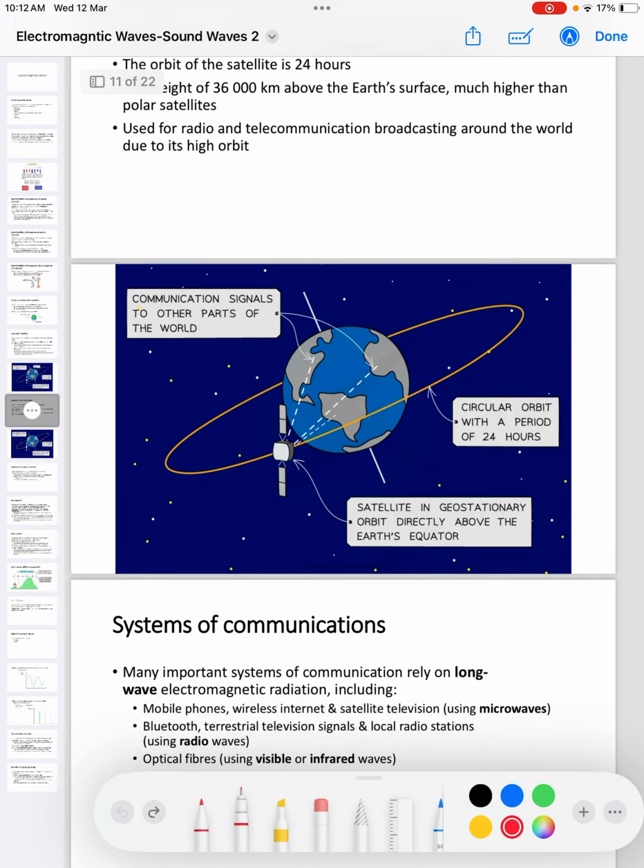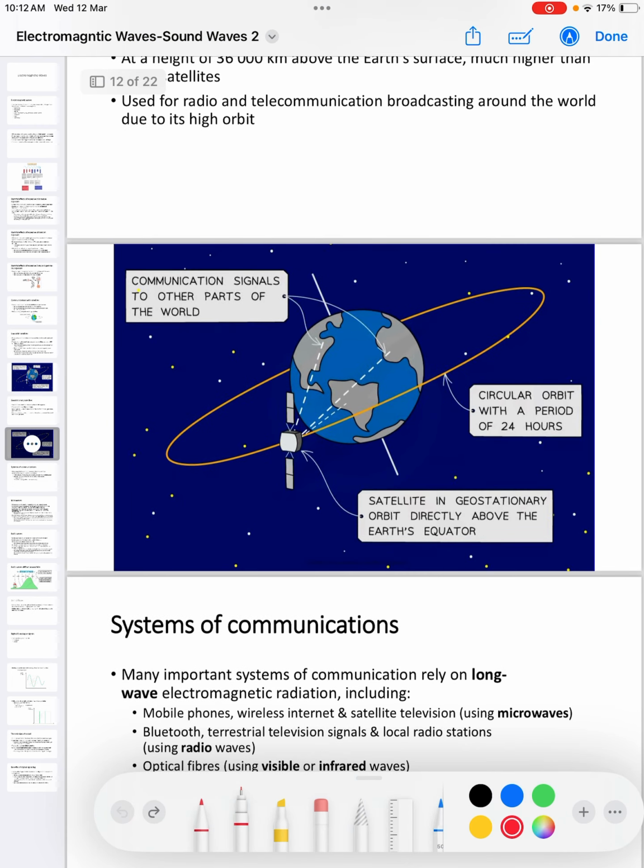So this one, because of its high orbit, we don't need many of them to be able to broadcast. So usually most of our satellite dishes for our television use this geostationary satellite, not the polar orbit satellites.